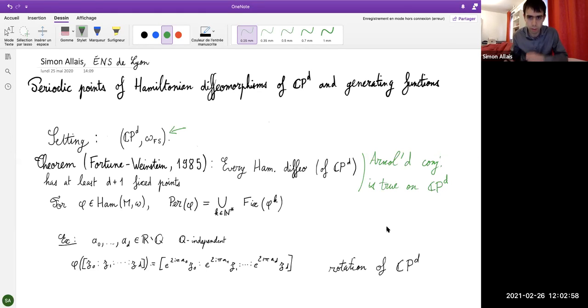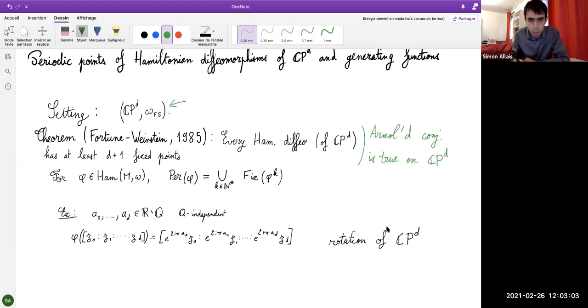My object of interest here will be periodic points, which are defined to be the fixed points of the iterates of the Hamiltonian diffeomorphism phi. Contrary to the aspherical case, it is possible to have on CP^D a Hamiltonian diffeomorphism with only finitely many periodic points. A very simple example is what we can call an irrational rotation of CP^D. Take a_0, ..., a_D real numbers which are rationally independent, and consider this map. It's easy to see that this is a Hamiltonian diffeomorphism.